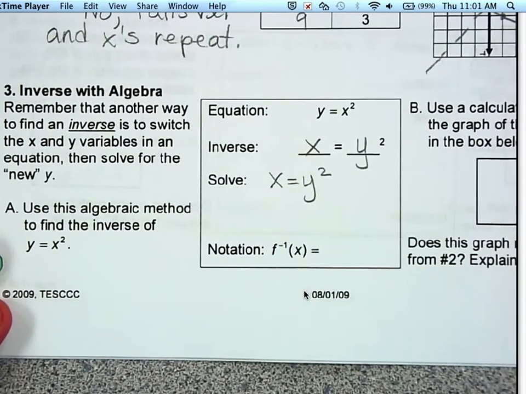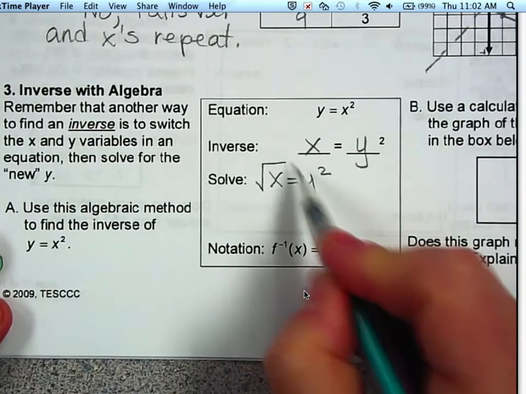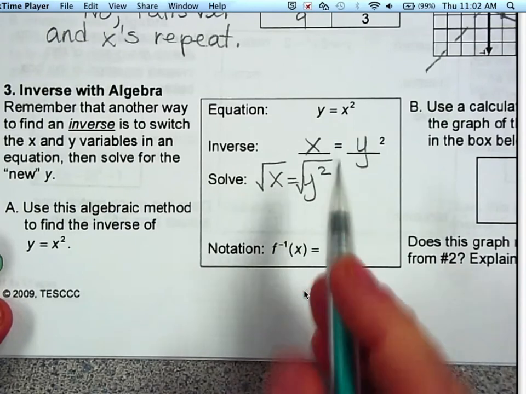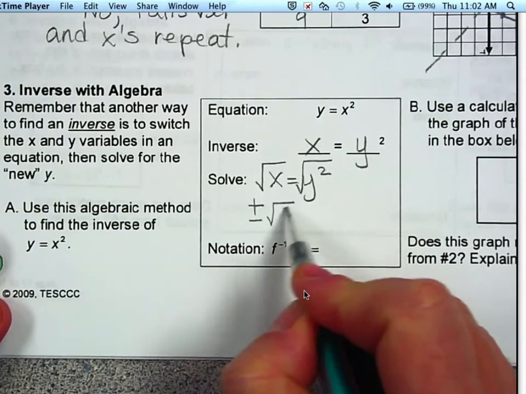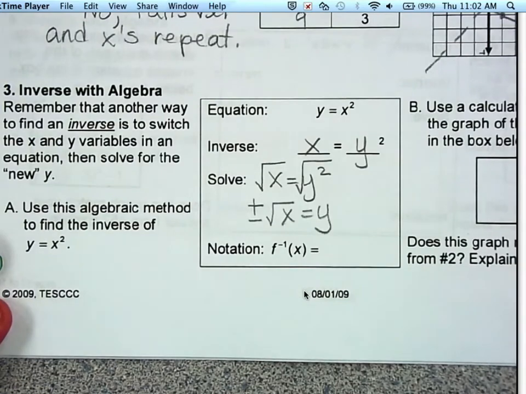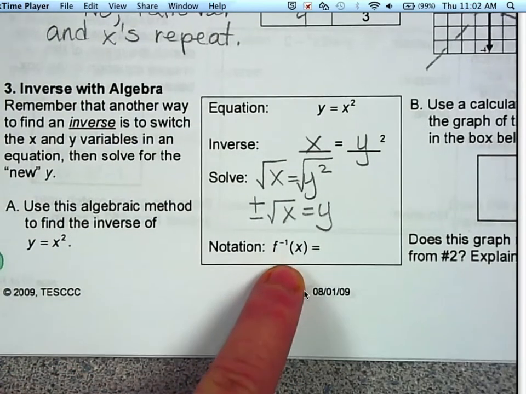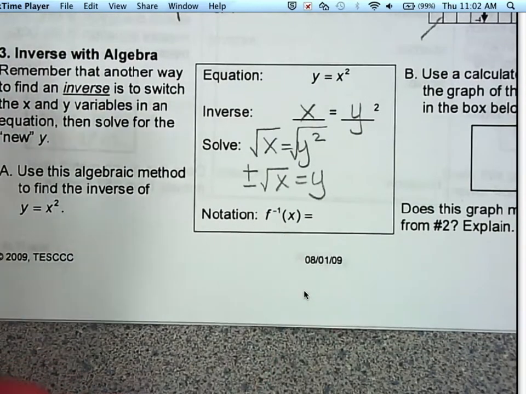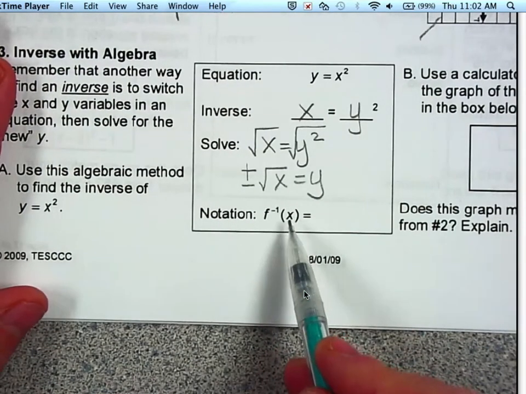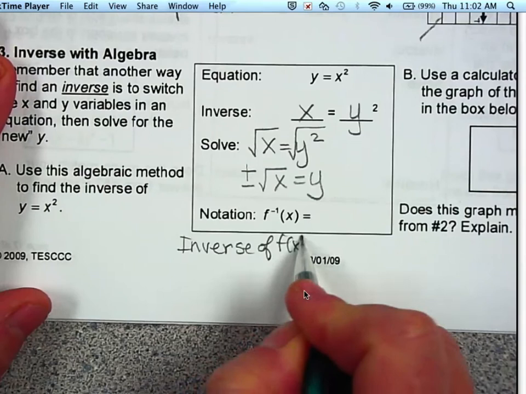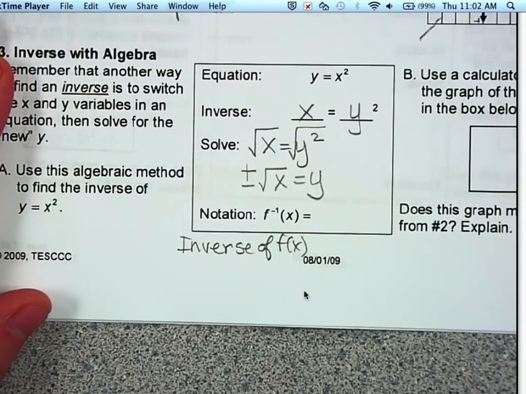And then what steps will we use to get y by itself here? Square root. Okay, you want to get rid of the square, so we take the square root. Now when we square root something in an equation, what do we get? Plus or minus. So y equals plus or minus the square root of x. Now we've got y by itself, right? But we're going to use a different notation. This is an inverse notation. f to the negative 1 of x means the inverse of f of x. So it's another name for the inverse, another way of writing it.